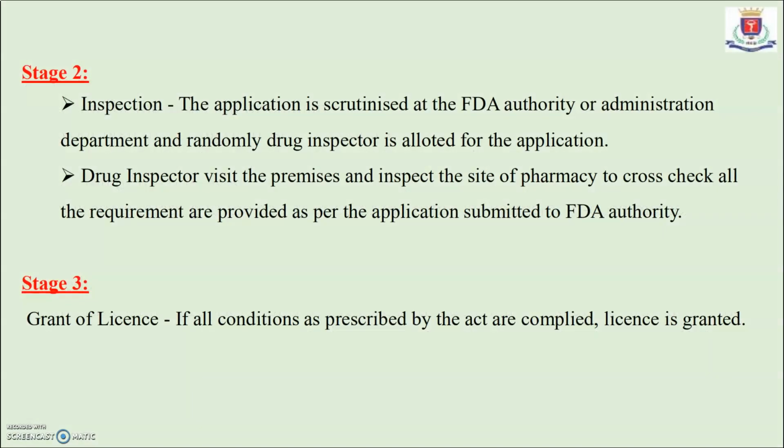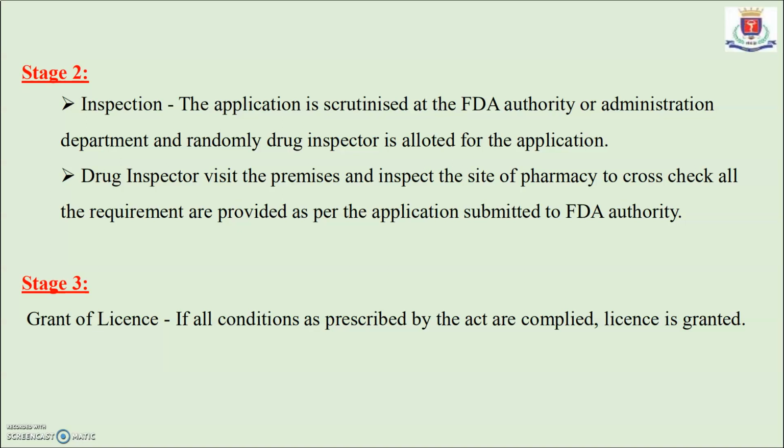products. Then stage 2: after the application is filled and submitted, the application is scrutinized at the FDA authority, or you can say the administration department, and a drug inspector is randomly selected for the application. The drug inspector visits the premises and inspects the site of the pharmacy to cross-check that all the requirements are provided as per the application submitted to the FDA authority.